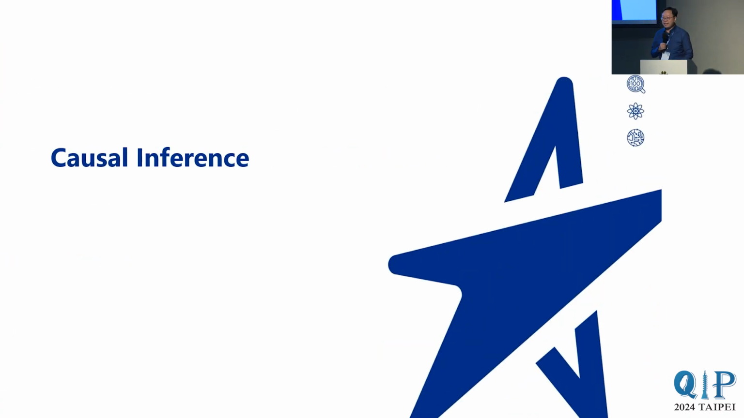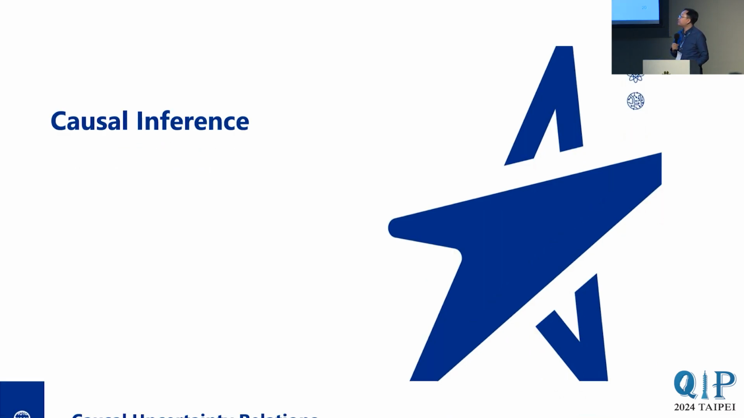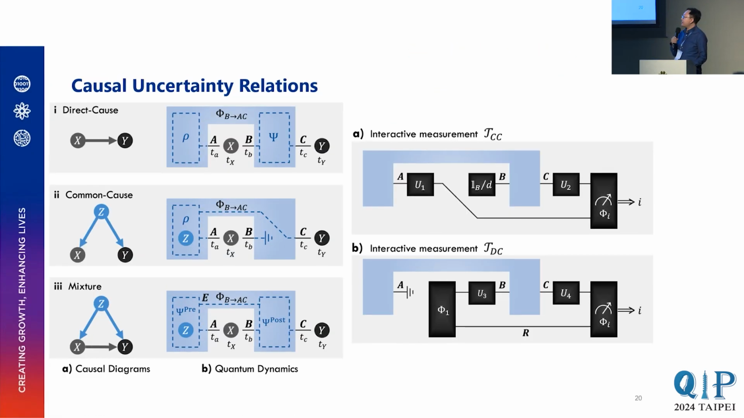Now let's move on to the second part of this work, causal inference, and try to show how to build a connection between the uncertainty relation and causal inference. A new research area plays an important role in healthcare and AI. Due to the common cause principle, we know that given two events x and y, their causality can only be three cases. The first one is x directly causes y. This is the so-called direct cause.